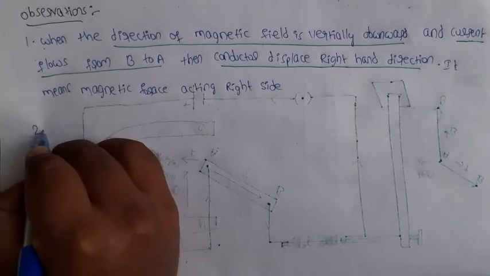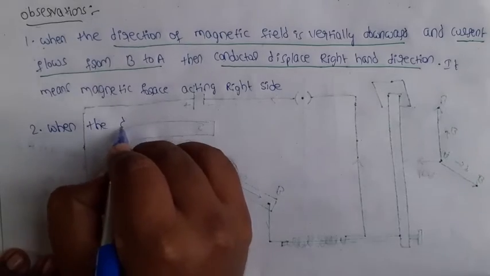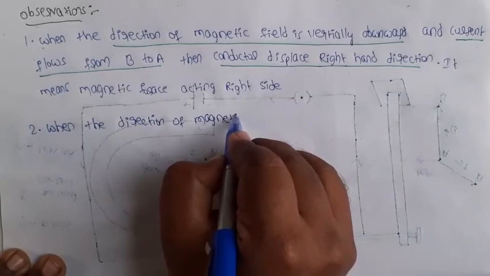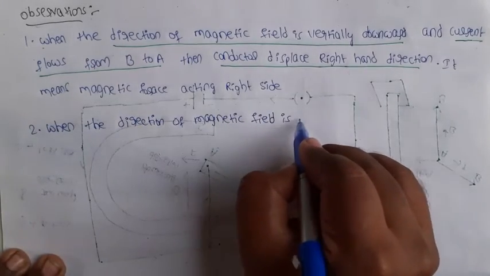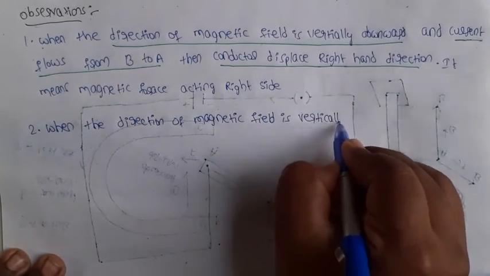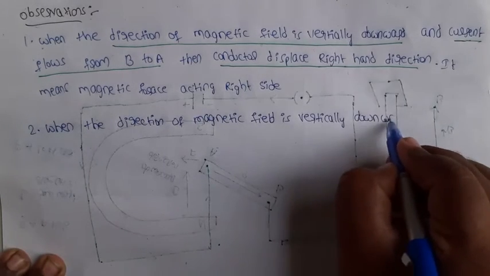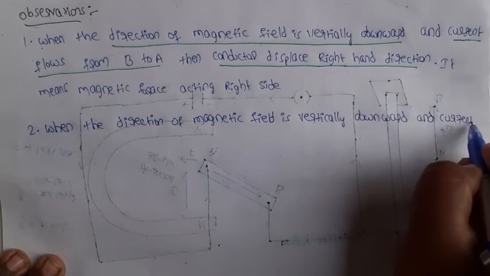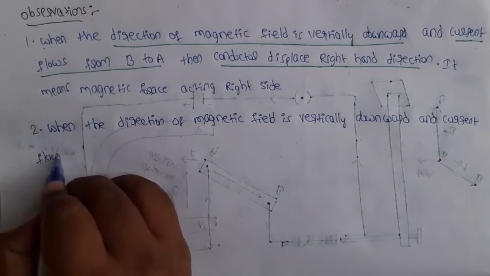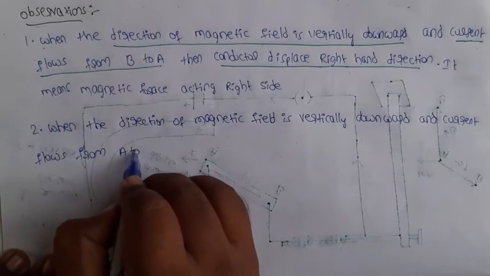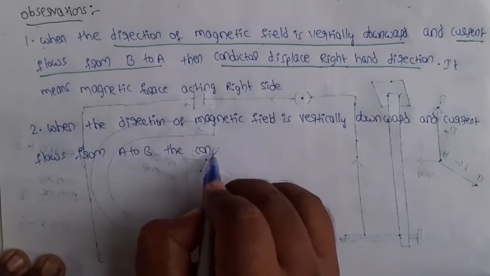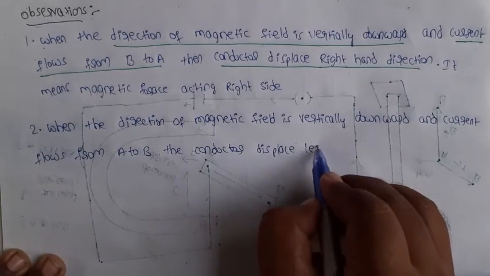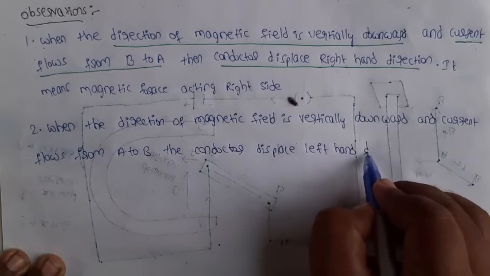Second point, when the direction of the magnetic field is vertically downward and current flows from A to B, then the conductor displaces in the left hand direction.